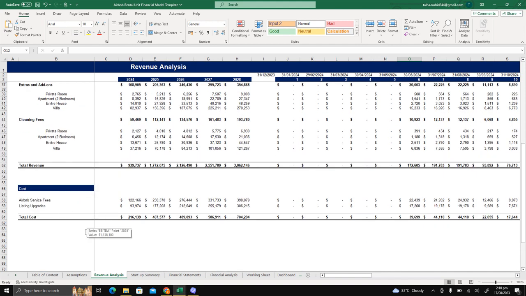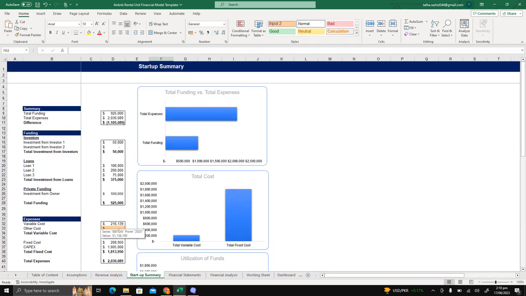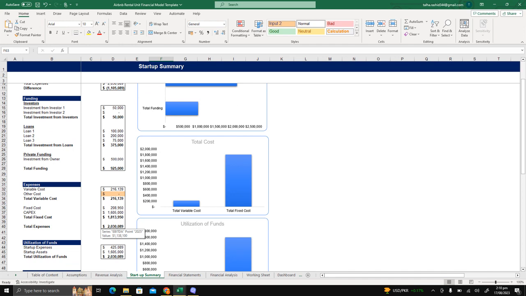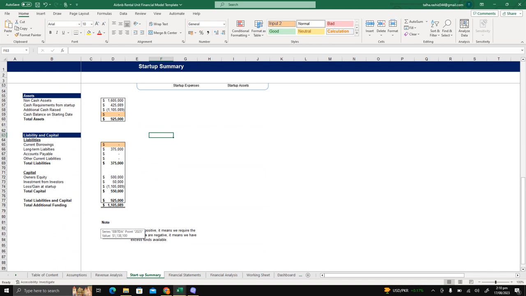Then comes the cost. It shows the total cost over here, the Airbnb service fees, as well as the listing upgrades. These are based on the assumptions that we have seen over here, the cost assumptions. Then comes the startup summary. The startup summary tells you about the total funding and the total expenses of the company for the first year, as well as the assets, liabilities, and capitals of the company for the first year.